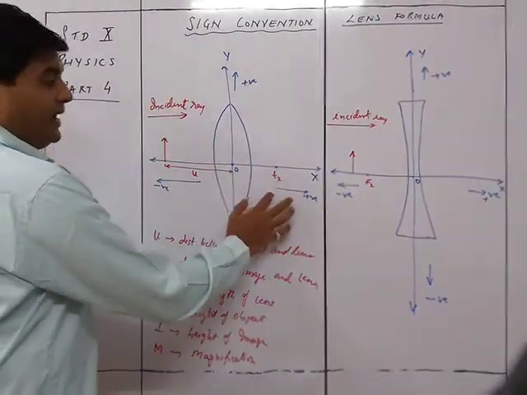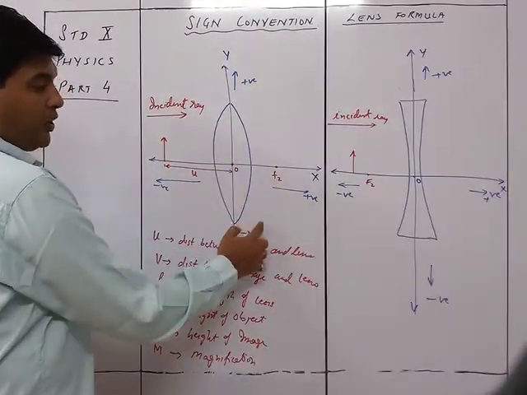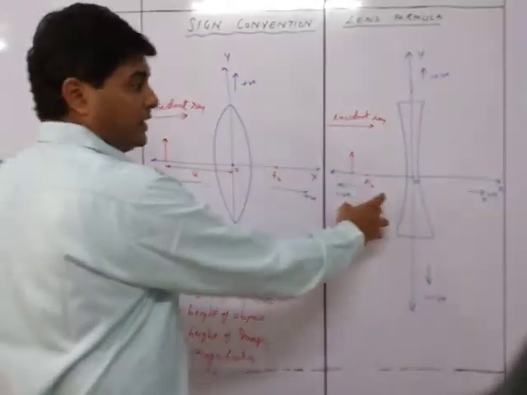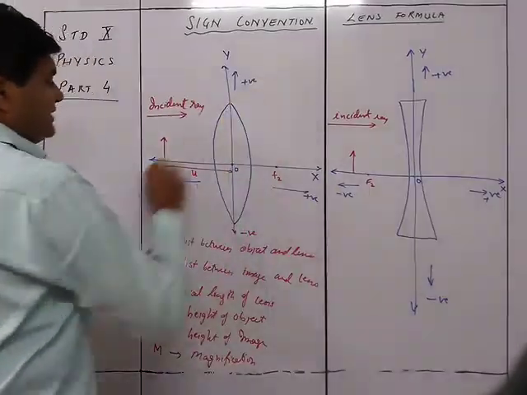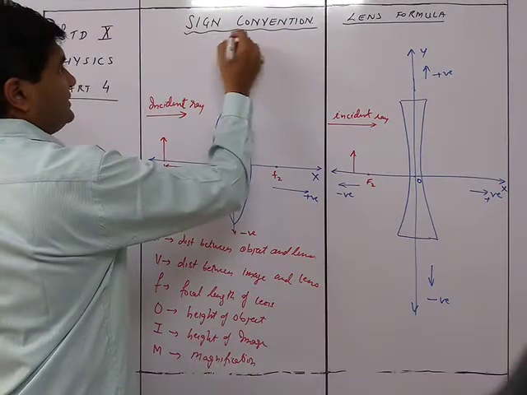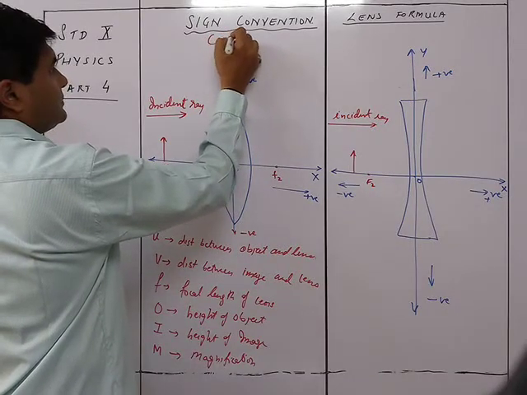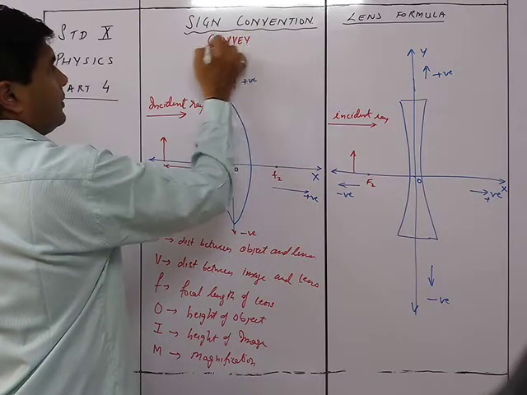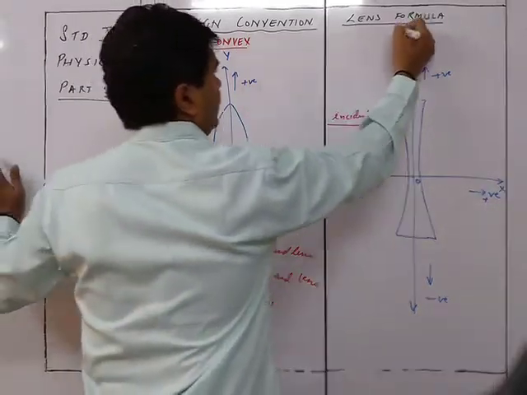So you can see F over here will be positive. Over here, F will be negative. So let's see one by one. U, so this is convex, concave.